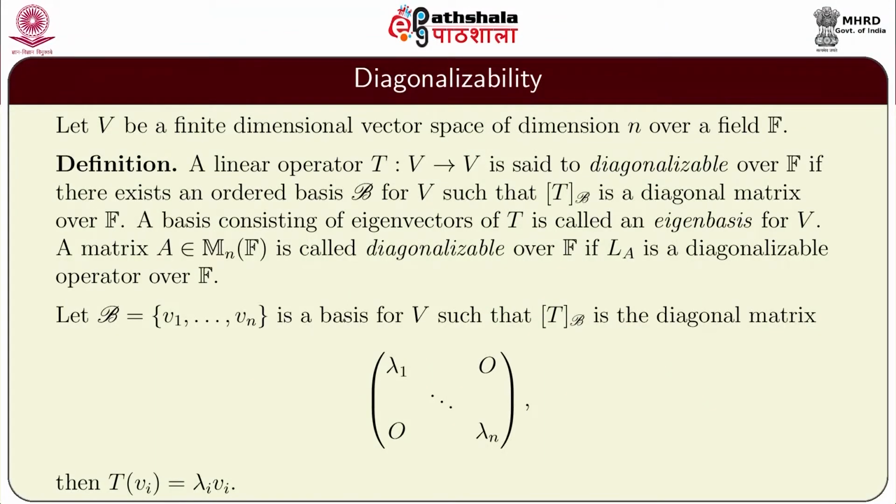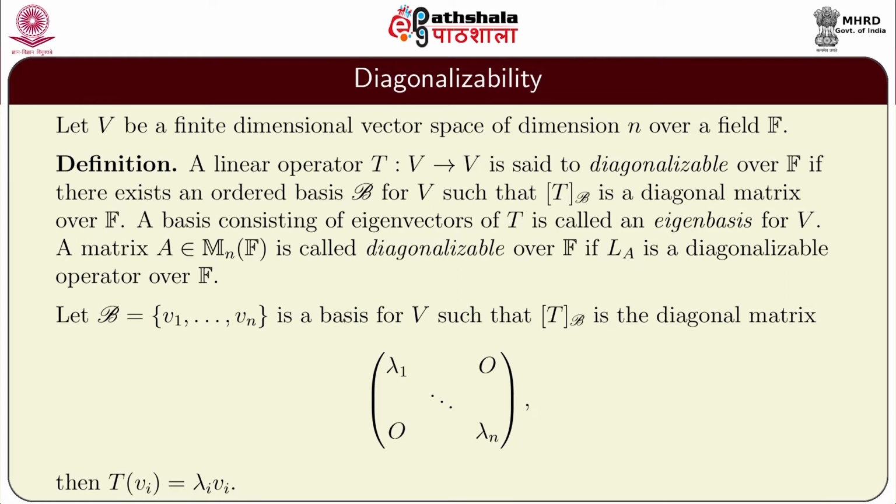Let V be a finite dimensional vector space of dimension n over a field F. This is going to be our blanket assumption for this module. A linear operator T from V to V is said to be diagonalizable over F if there exists an ordered basis B for V such that the matrix representation of T with respect to the basis B is a diagonal matrix over F.